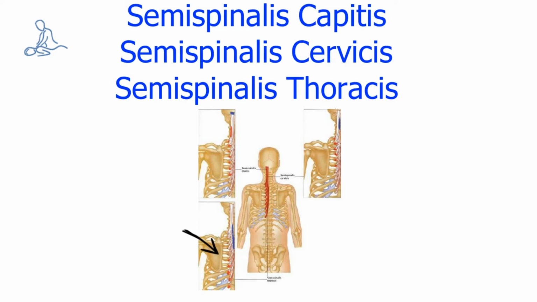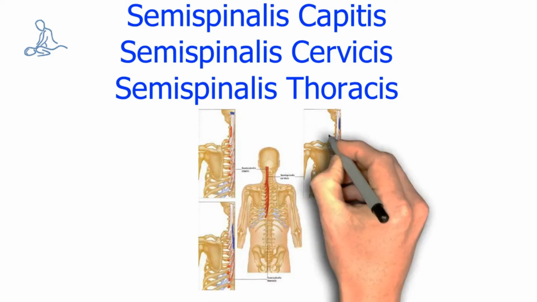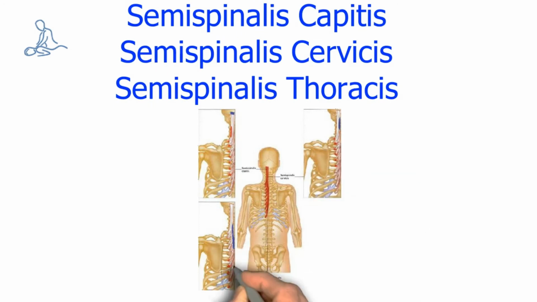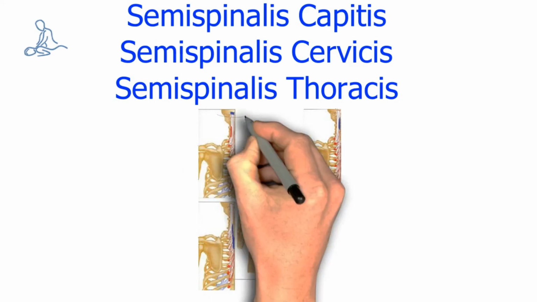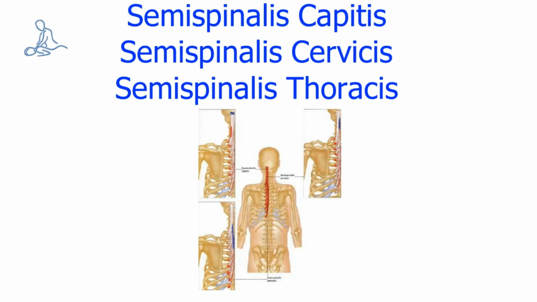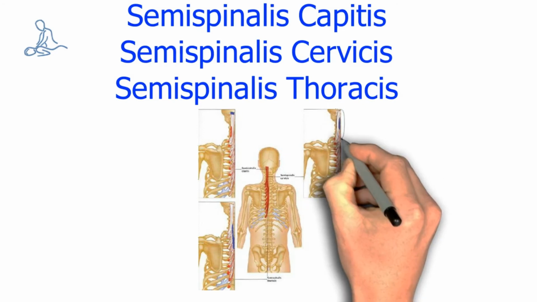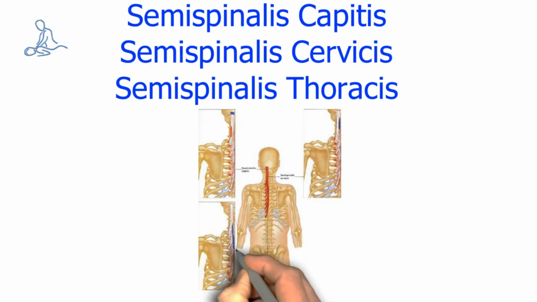The origin of the semispinalis muscles is C1 to T10 transverse processes. The insertion of the semispinalis muscles is the occipital and C2 to T4 spinous processes. The action of the semispinalis muscles is to extend and rotate the head.